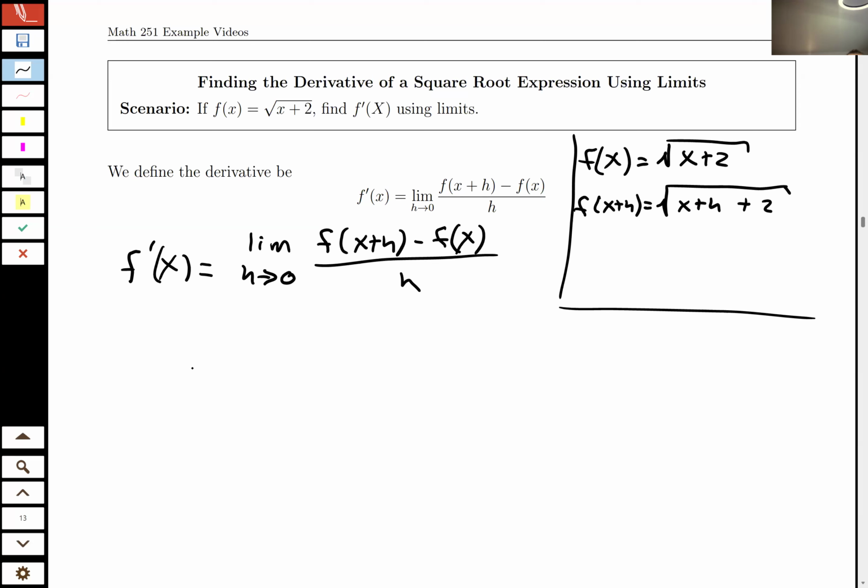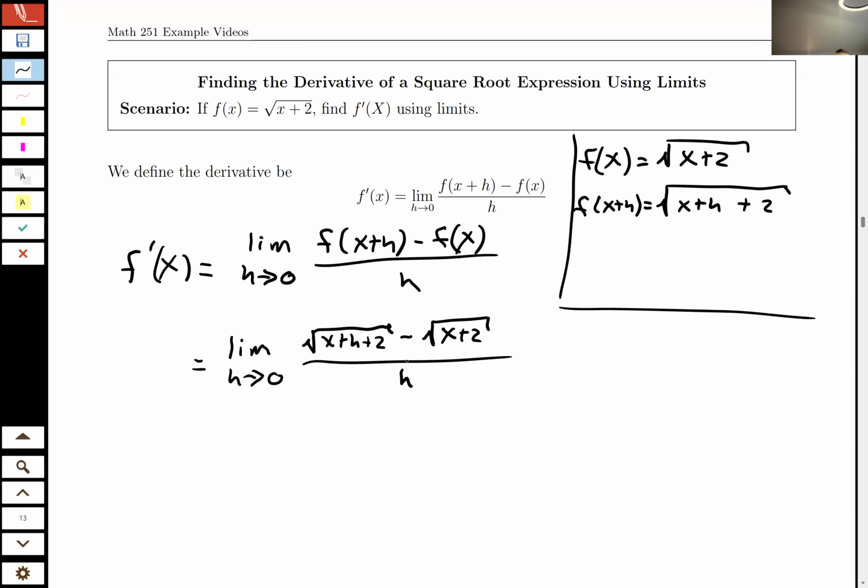So plugging those in gives me the square root of x plus h plus 2 minus the square root of x plus 2 all over h. And right now, if you were to plug in 0 on the top, you would have the square root of x plus 2 minus the square root of x plus 2 all over h. This goes to a form of 0 over 0. So I'm kind of stuck.